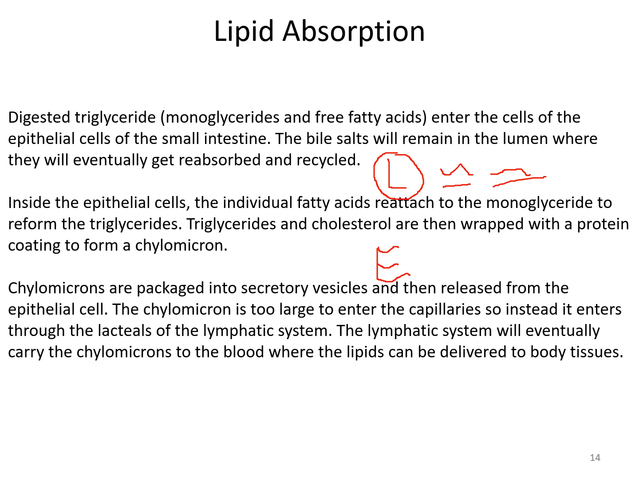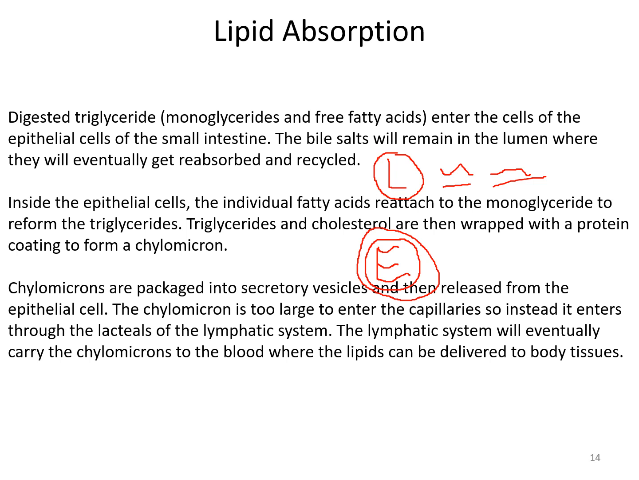Then we're going to wrap it in a protein coating to form what's called a chylomicron. So we wrap it in a protein coating, and then the chylomicrons get packaged into these secretory vesicles. Now we're putting a bunch of these into a larger secretory vesicle. So you can see that we're building this larger structure within that small epithelial cell. The chylomicron is too large at that point to get into the capillaries, so that's why instead it goes through the lacteals of the lymphatic system.